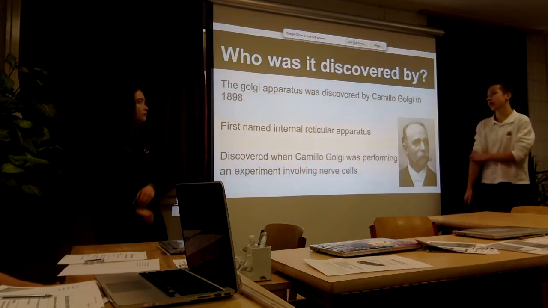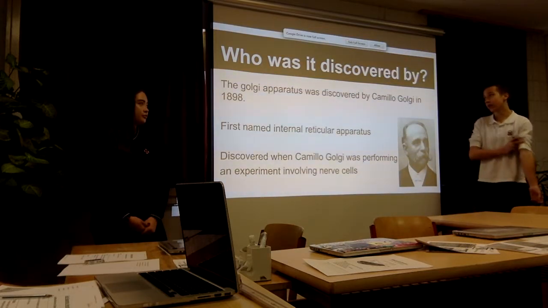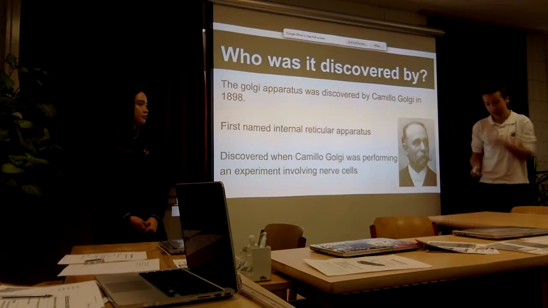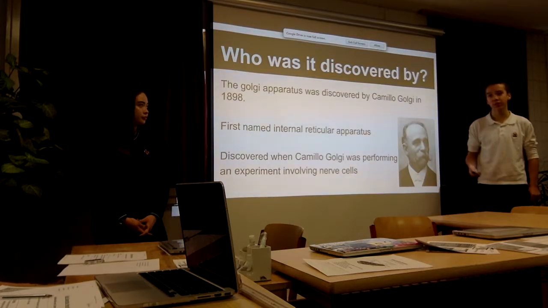Who was it discovered by? The Golgi apparatus was discovered in 1898 by Camillo Golgi. He first named it the internal reticular apparatus, and it was later named the Golgi apparatus because of who discovered it. It was discovered while he was performing an experiment with nerve cells, and he found it with an electron microscope.